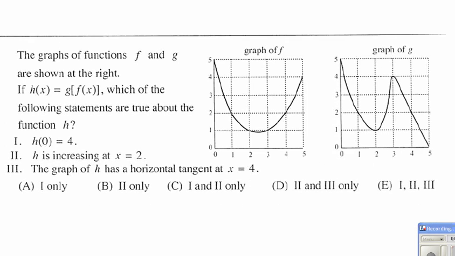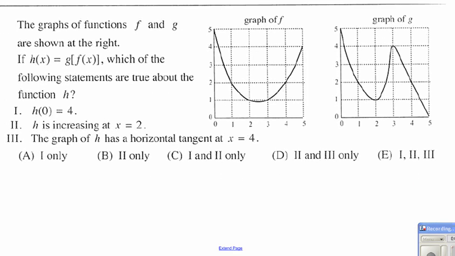Now, next question. So h of x is given in this way. Now, what is h of 0? H of 0 means g of f of 0. Now, f of 0, we can see from here, seems to be 5. Then this is equal to g of 5. What is g of 5? It is in fact 0 right here. But it says 4. That's not it. So that's out.